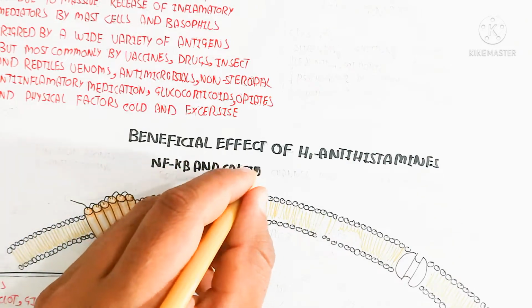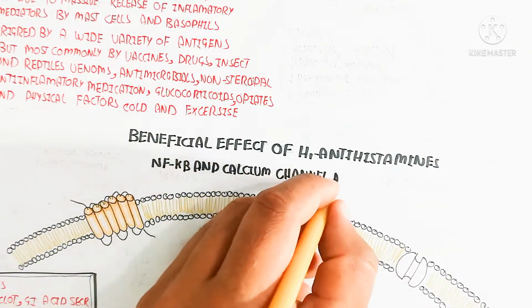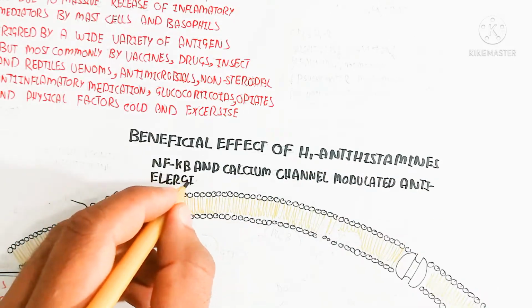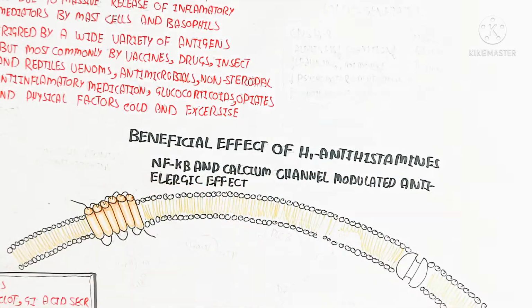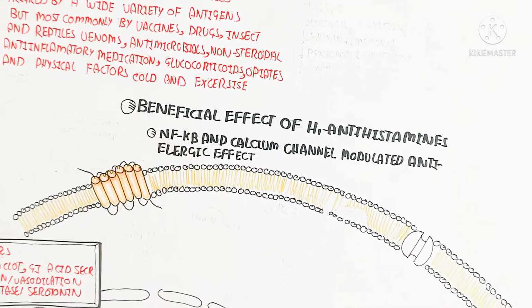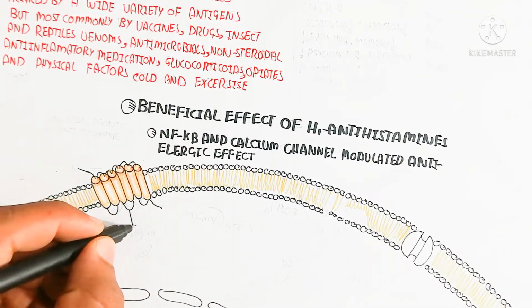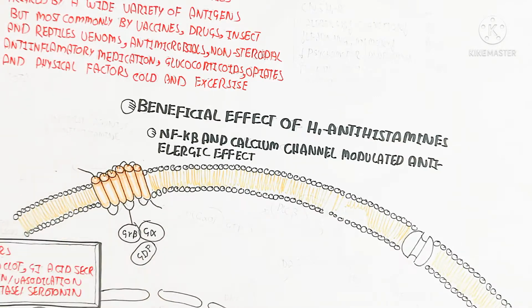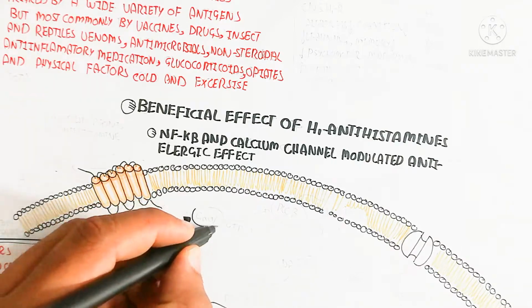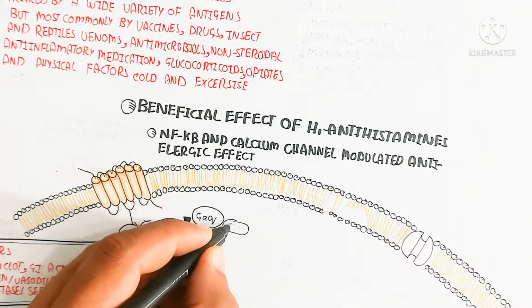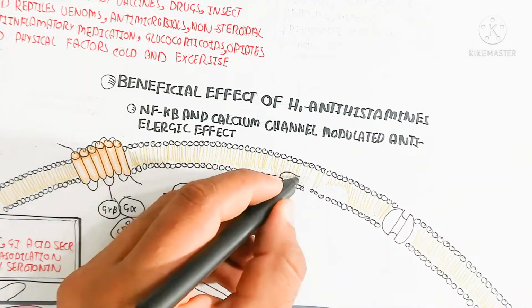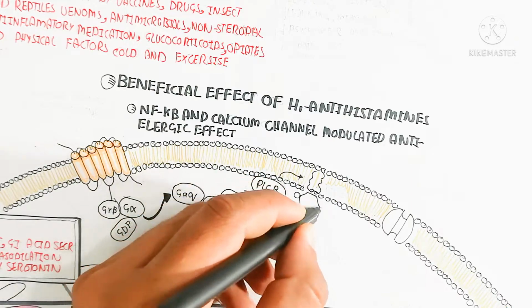So in this way, the H1 antihistamine will bind with the H1 receptor. After the binding, the receptor will no more work, and the histamine will not bind with different tissue. So in this way, here is the nuclear factor kappa B and calcium channel modulated anti-allergic effect. In this way, how is it possible?